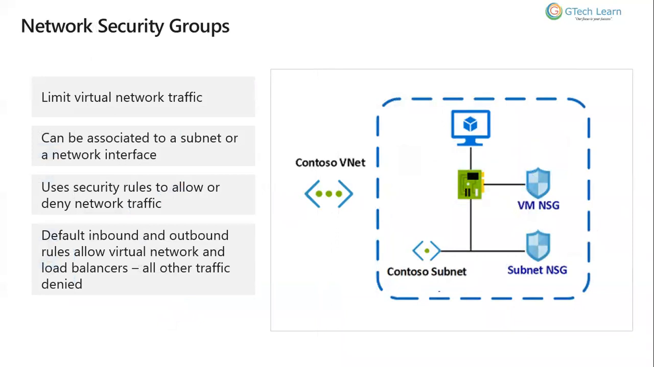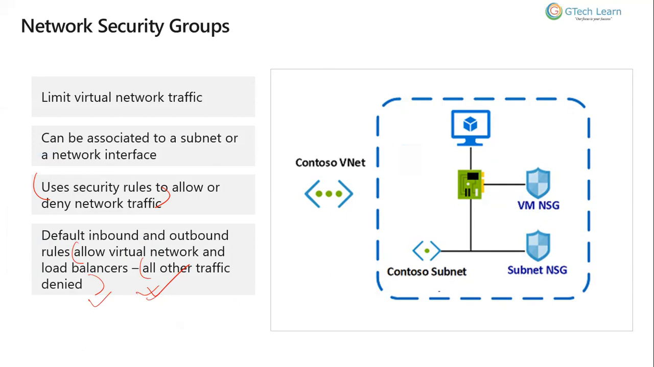Moving ahead and talking about the network security group, that is very important to us when it comes to filtering the traffic for a virtual machine. By utilizing the network security group, we can use security rules in order to allow or deny the traffic to our resource. In the network security group, some default inbound and outbound rules are available that allow the virtual network and load balancer only, and all other traffic is going to be denied.